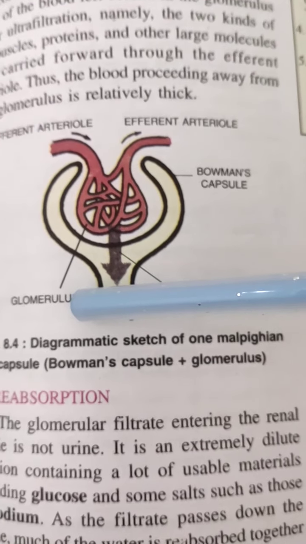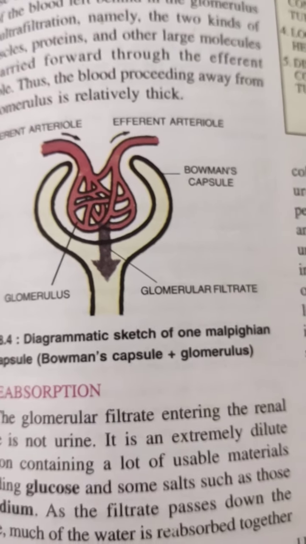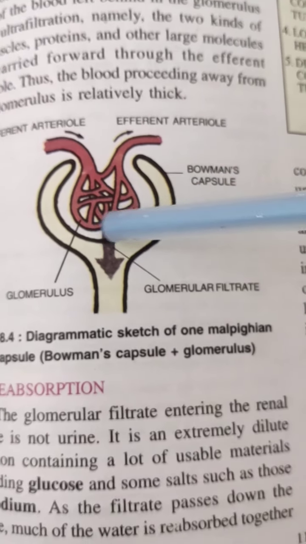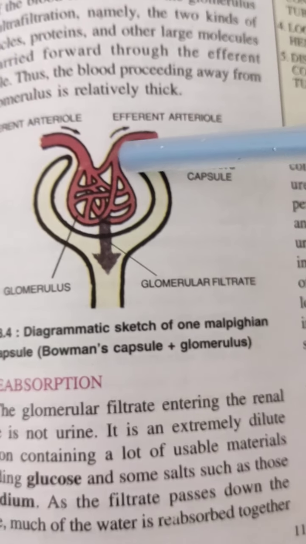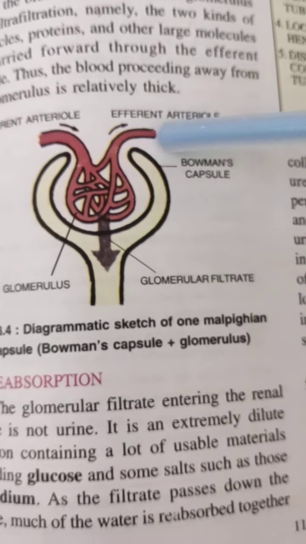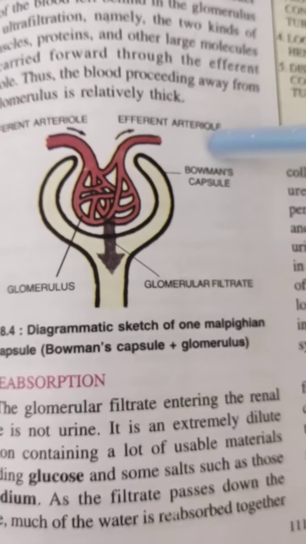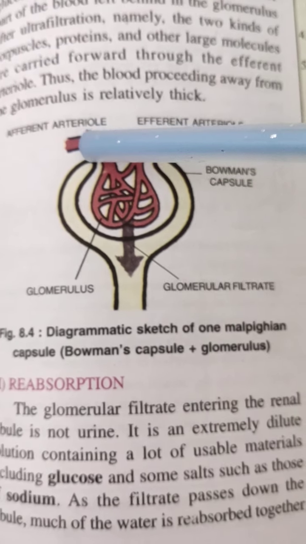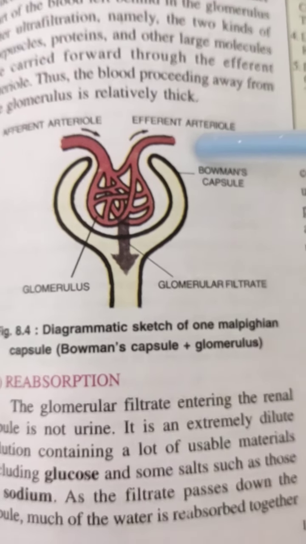The reuniting capillaries of the glomerulus form the efferent arteriole. Again, here in this knot, the arteriole is reuniting to form the efferent arteriole with which it is coming out. So you have to remember that afferent arteriole is entering and efferent arteriole is coming out from the Bowman's capsule.